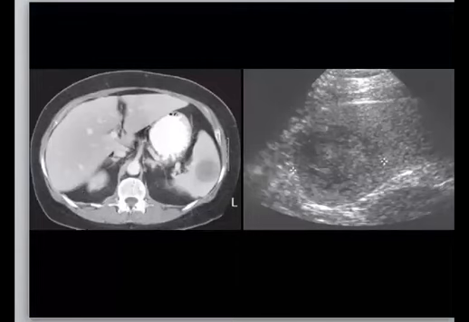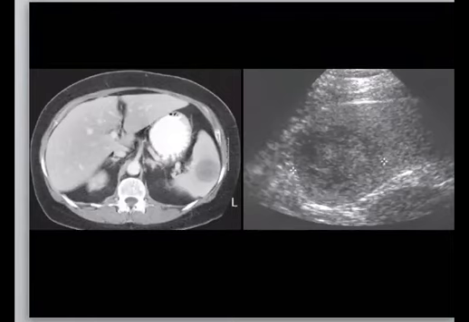Okay, let's shift to another case. When you find a splenic focal lesion, what will be your differential? So what is the ring sign? Differential? Okay, so hemangioma, lymphoma, abscess, angiosarcoma. Very nice differential. So why would it be metastasis or lymphoma?